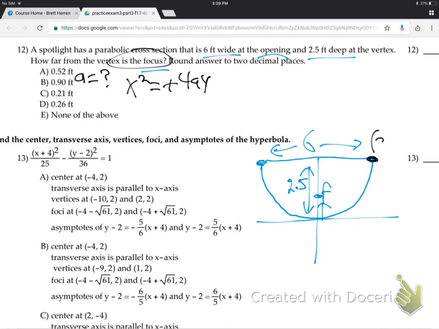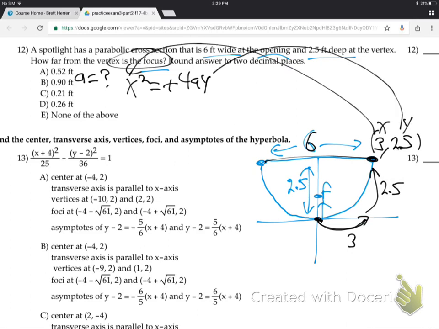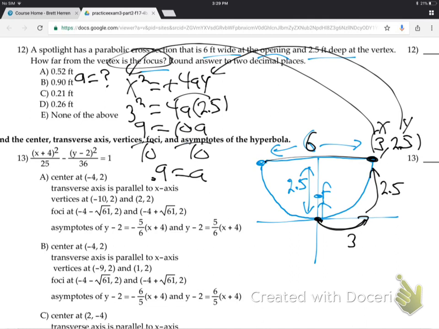I know the coordinates of this point. This is over 3, up 2.5, right? Because it's 6 all the way across. So from the origin, over 3, up 2.5. So that means put in this for x, this for y. So 3 squared is 4a times 2.5. That's 9 is 10a. 4 times 2.5 is 10. So divide by 10, 0.9. a is 0.9. That's where you should put the focus, 0.9. B. There we go. Okay, now let's jump to the last problem and do number 27.